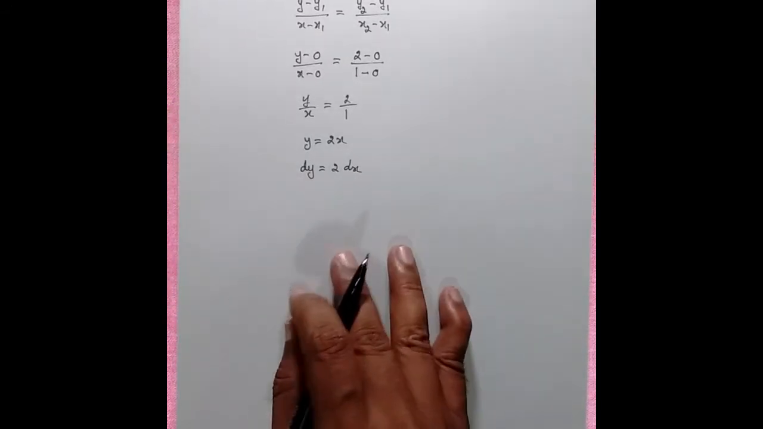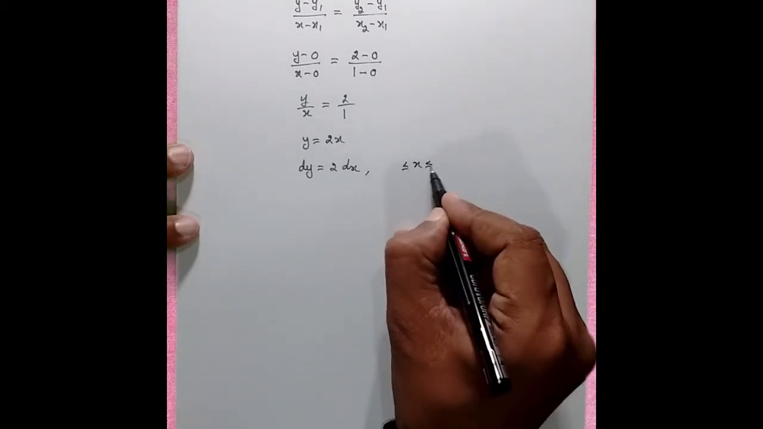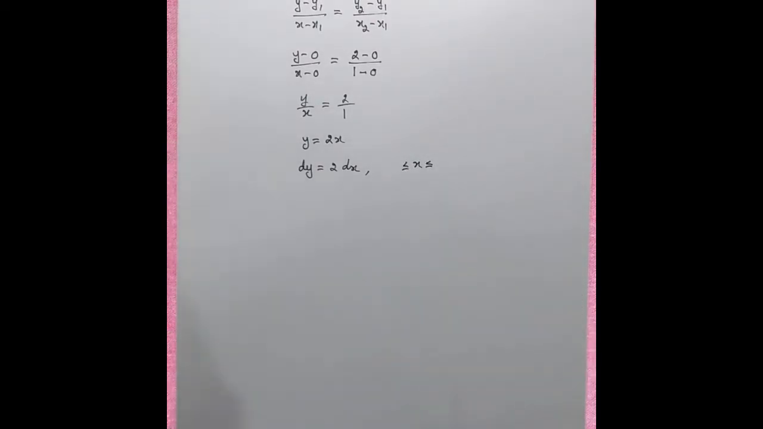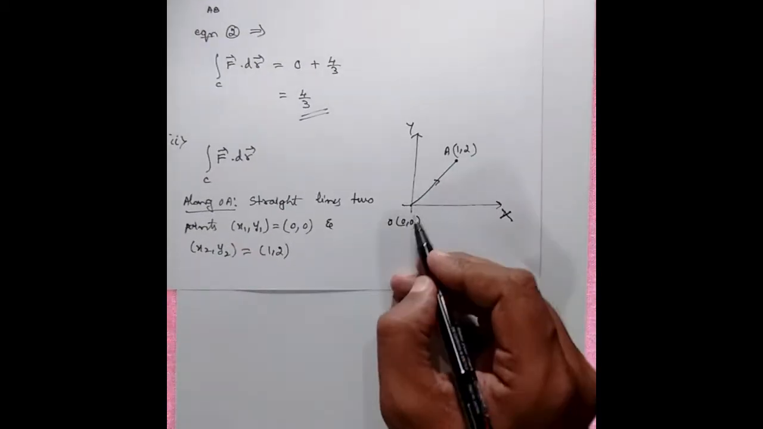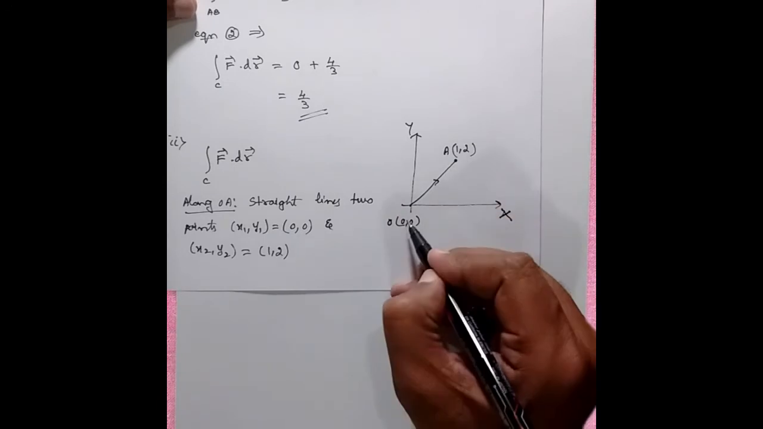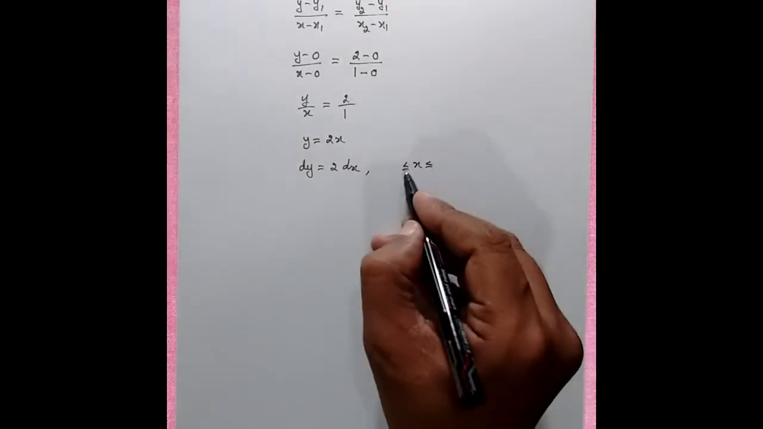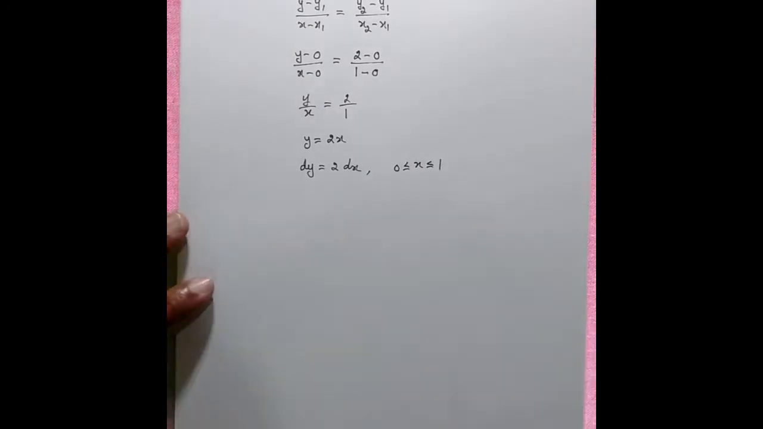So if you got the derivative for y, then I'll try to find out what is the range for x. If you go back to the figure over here, x, y is x1, y1 and x2, y2. So what is the value of x ranging from 0 to 1? The value of x is ranging from 0 to 1.